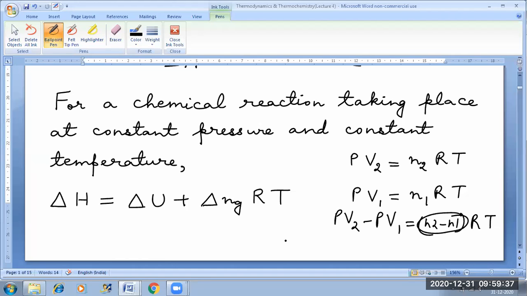But the change in volume of a solid in a reaction is very small. Similarly, the change in volume of a liquid in a reaction is very small. So we can safely ignore the changes in volume occurring due to the presence of solids and liquids in the reaction. We will just focus on the changes occurring due to the gaseous components present. That is why we write delta Ng, we don't write delta N. G means gases.